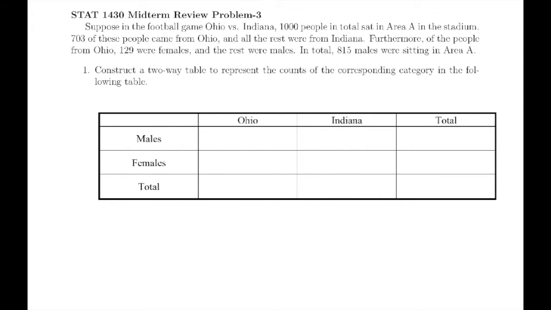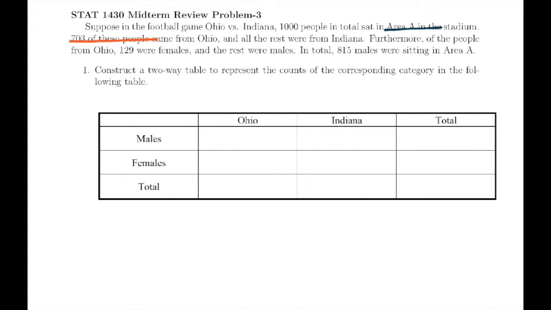Alright, in this part we're going to review a problem on two-way tables, and we're going to consider the seating area in the football game. Suppose in the football game between Ohio and Indiana, 1,000 people were sitting in area A in the stadium, and 703 people were from Ohio, and all the rest were from Indiana.